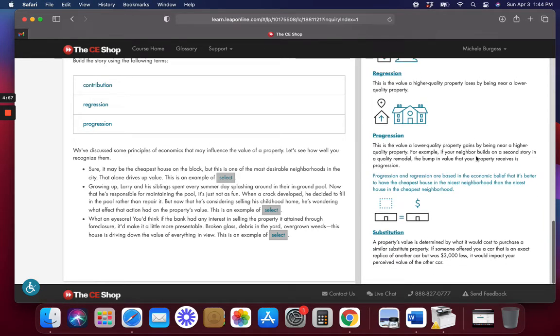All right, substitution. A property's value is determined by what it would cost to purchase a similar substitute property. If someone offered you a car that's an exact replica of another car, but it was $3,000 less, no worries there.